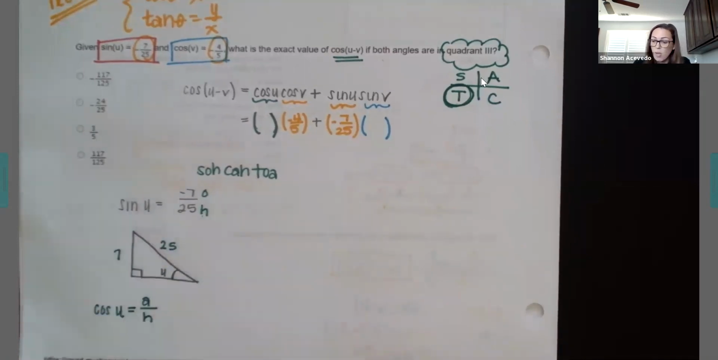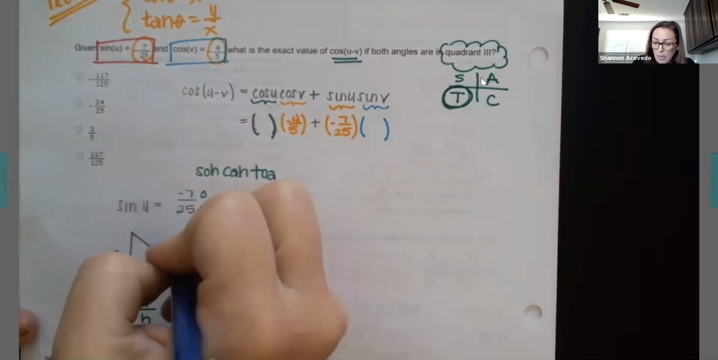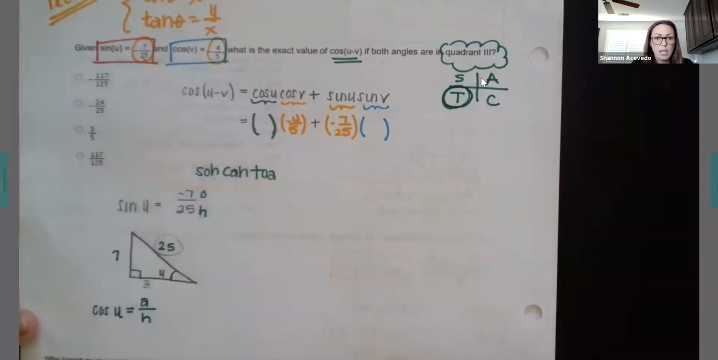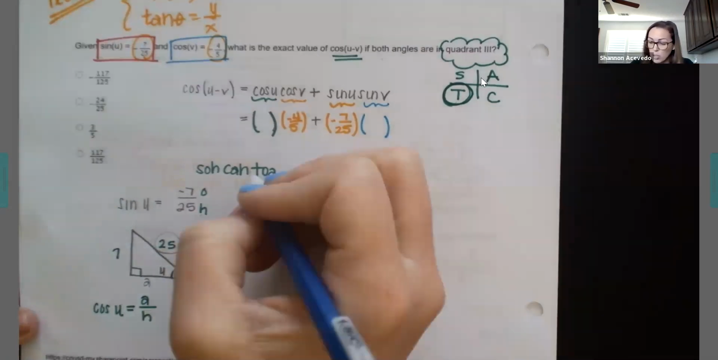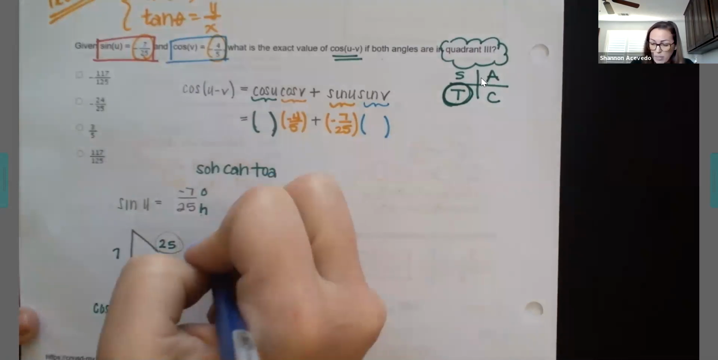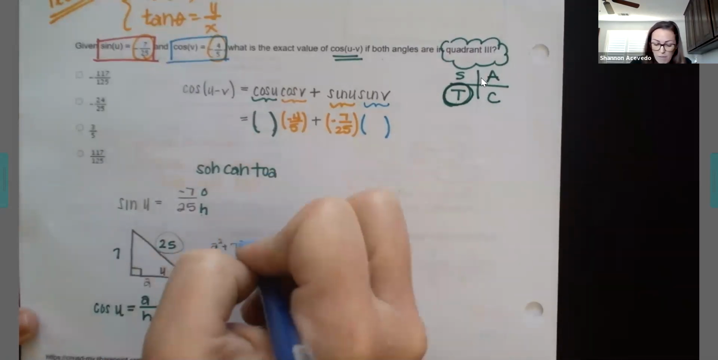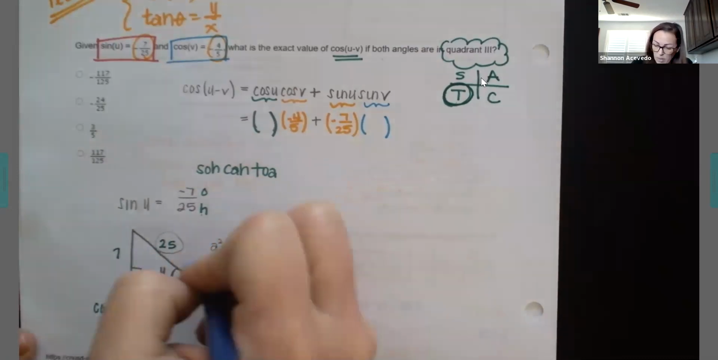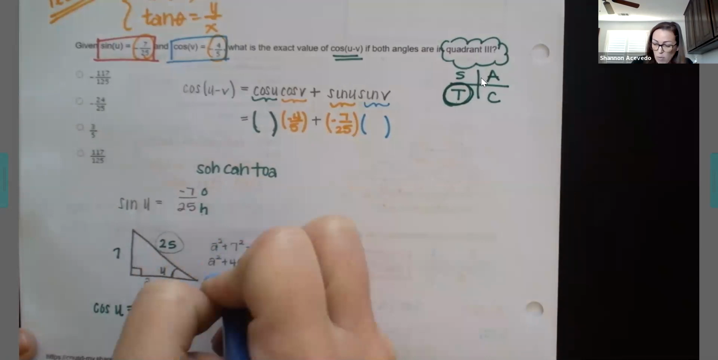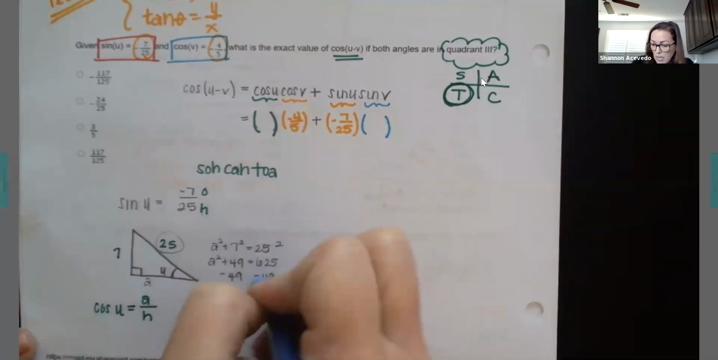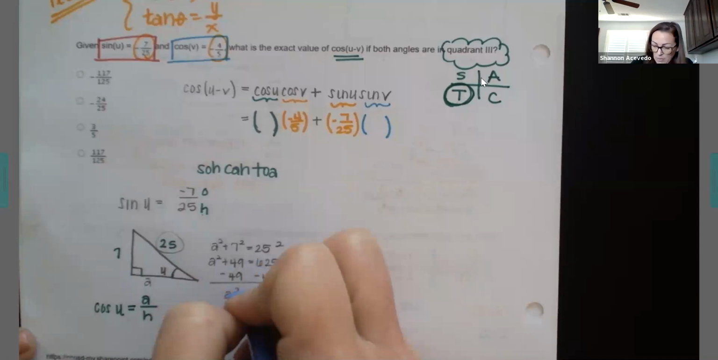And I know my hypotenuse, right? But I don't know my adjacent side. How can I figure out the adjacent side if I have a right triangle? Yeah, Pythagorean theorem, right? So a squared plus 7 squared is equal to 25 squared. A squared plus 49 is equal to 625. Subtract 49 from both sides. A squared is equal to 576.